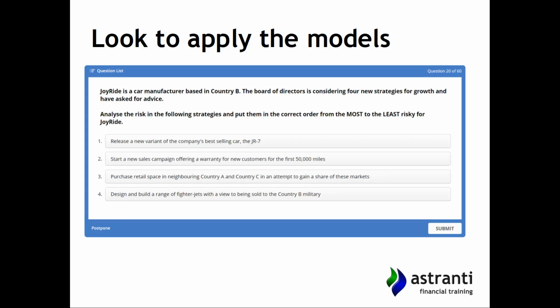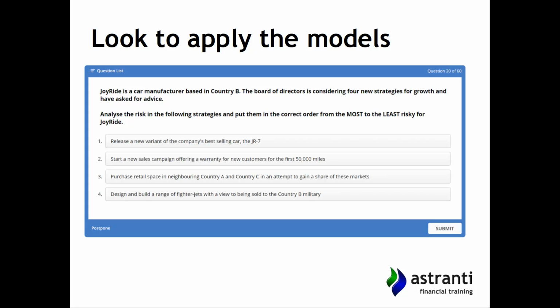So the P3 model that should immediately come to mind here is Ansoff's matrix. So whilst it might be tempting to go through the options one by one and consider them through the lens of maybe your own opinion or your own experience, for your P3 exam it will be much more effective to immediately try to apply these options to the Ansoff's matrix model that you have learned.